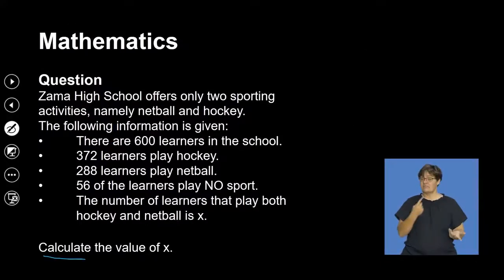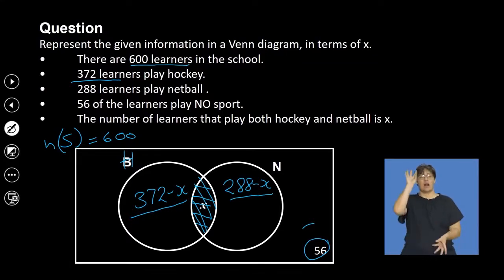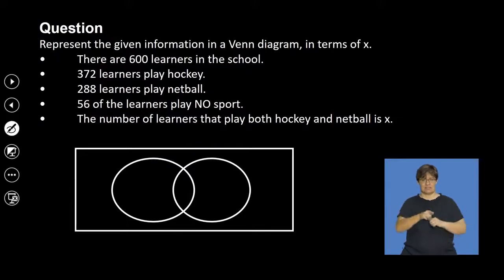It says, calculate the value of x. Now, without too much ado, it's going to be easier to do it over here. What do we recognize? We recognize that if we take all of these bits and add them together, that bit plus the x plus that bit plus the 56, that has to add up to 600. So let's go to that, and I'm just going to create some space for me to do that.